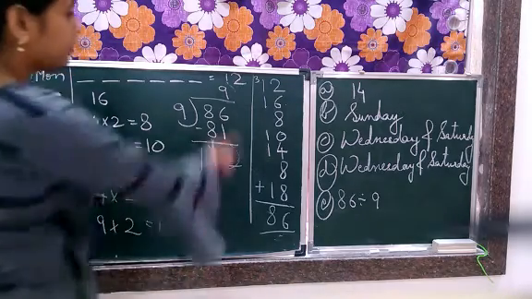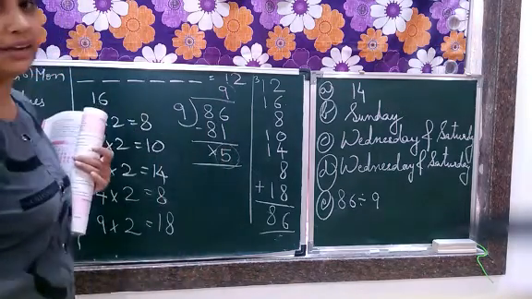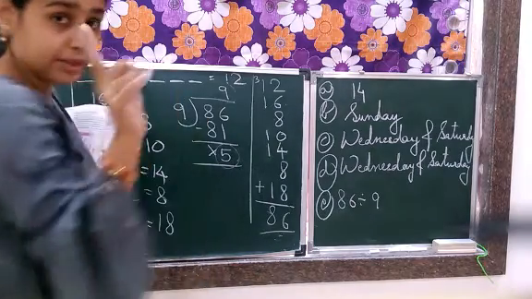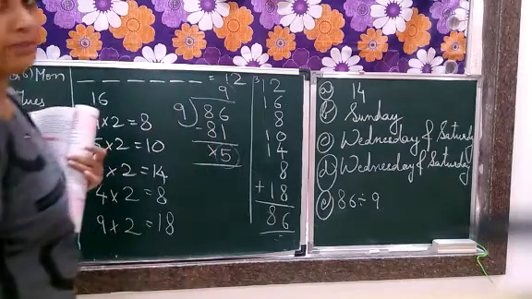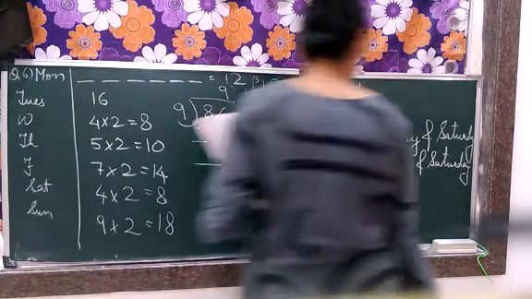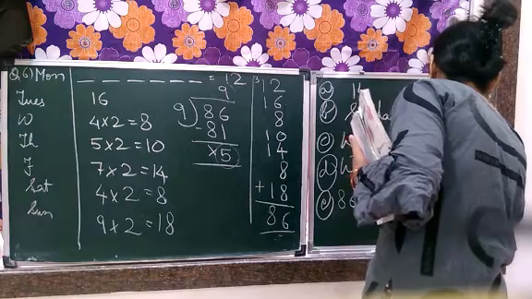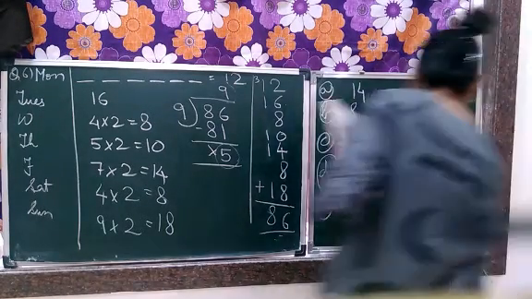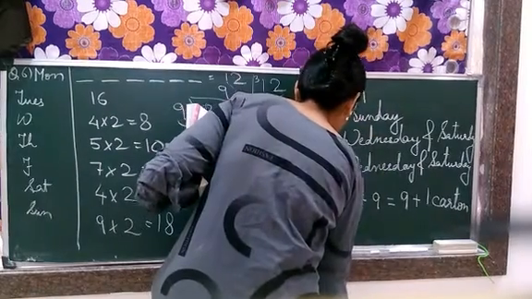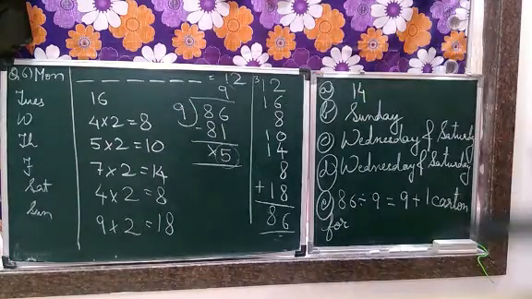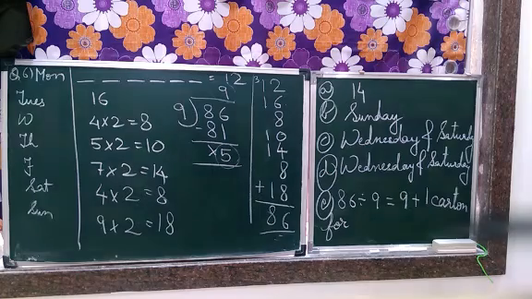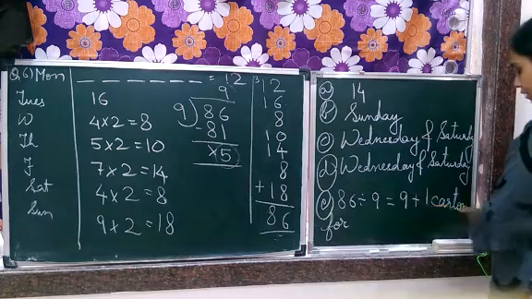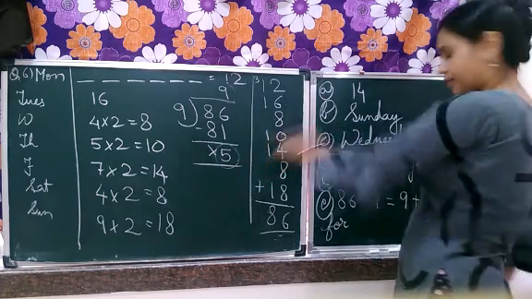So total how many cartons? 9 plus 1, 10 cartons. And in the 10th carton, the last carton, not 9 bulbs but only 5 bulbs will be kept. Here I am writing it, children, for you all. You will also write the same way. See, 86 divided by 9, you will get 9 cartons plus one more carton for the remainder, that is 5 bulbs.